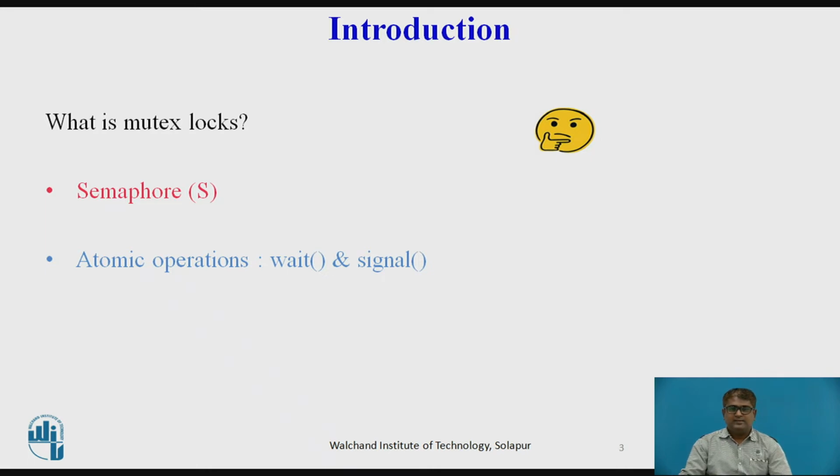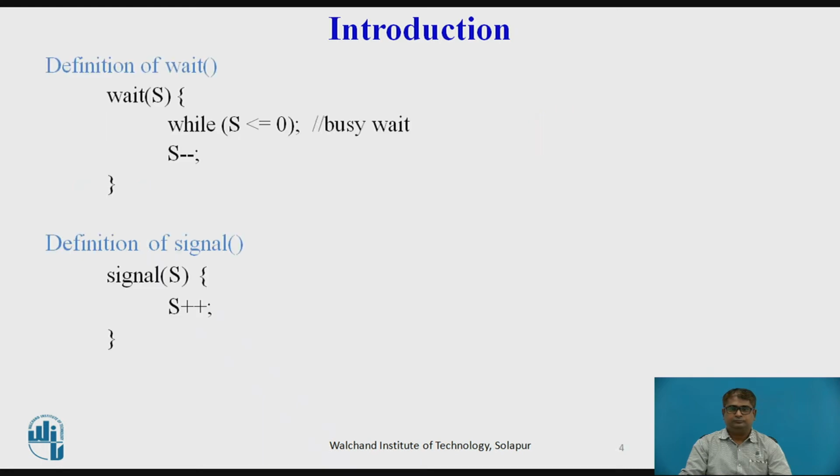A semaphore S is an integer variable that, apart from initialization, is accessed only through two standard atomic operations, that is wait and signal. The definition of wait is as follows.